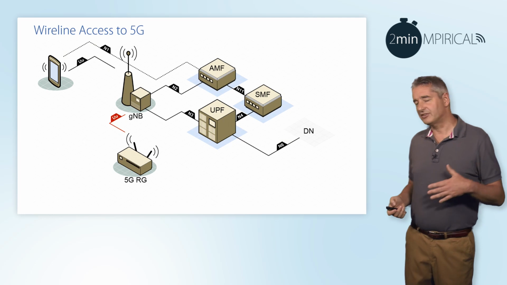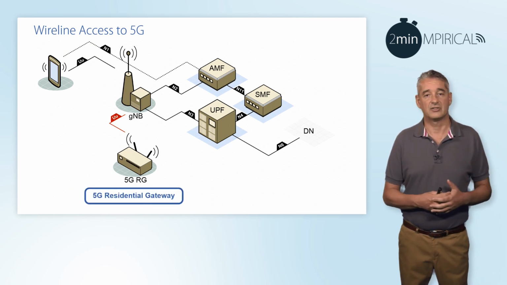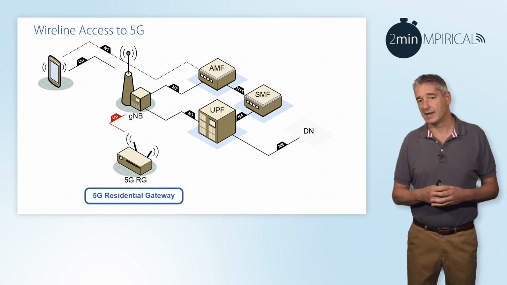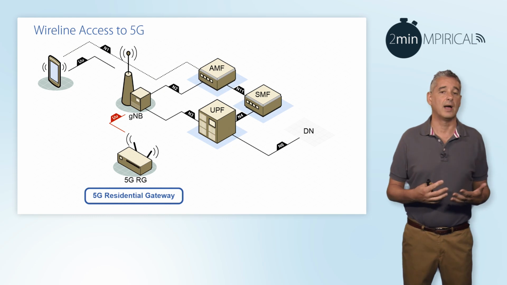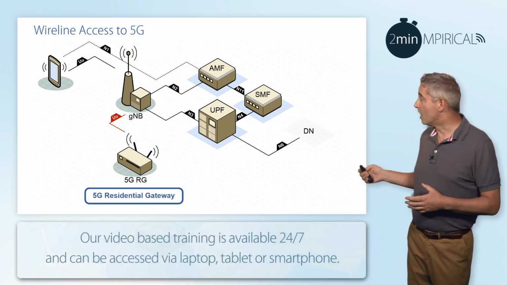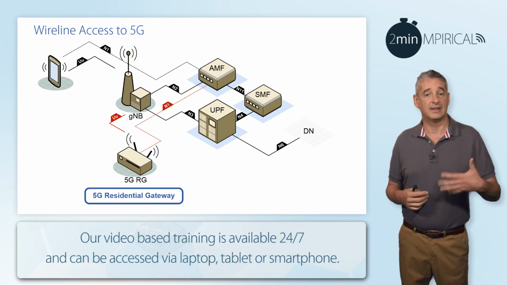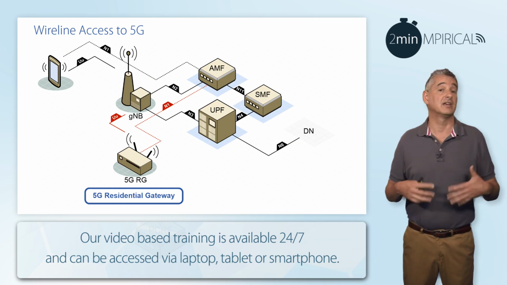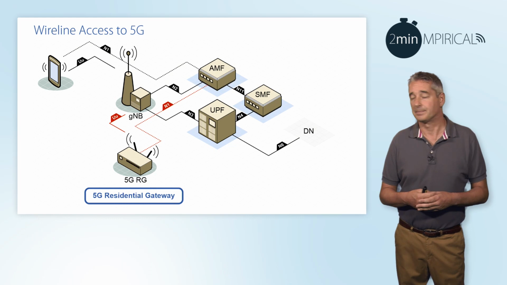Well, with the wireline access then, we're going to introduce a new network node, termed in this case the 5G residential gateway. And here we can see from the diagram that the 5G residential gateway may actually connect through to our gNB. Note, it will also support the N1 reference between itself and the AMF. So in other words, it can carry out the registration and security procedures that we discussed earlier.